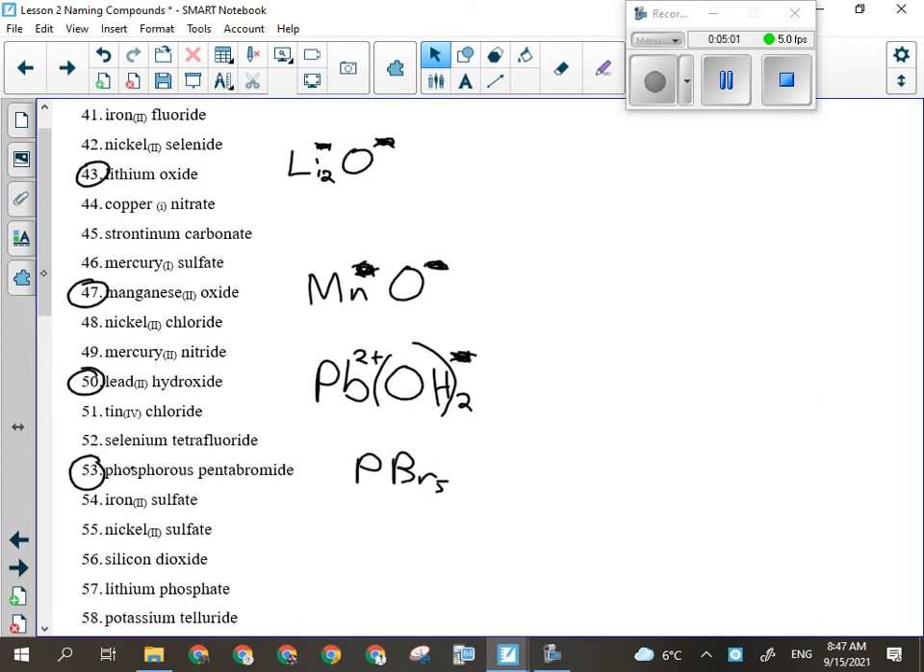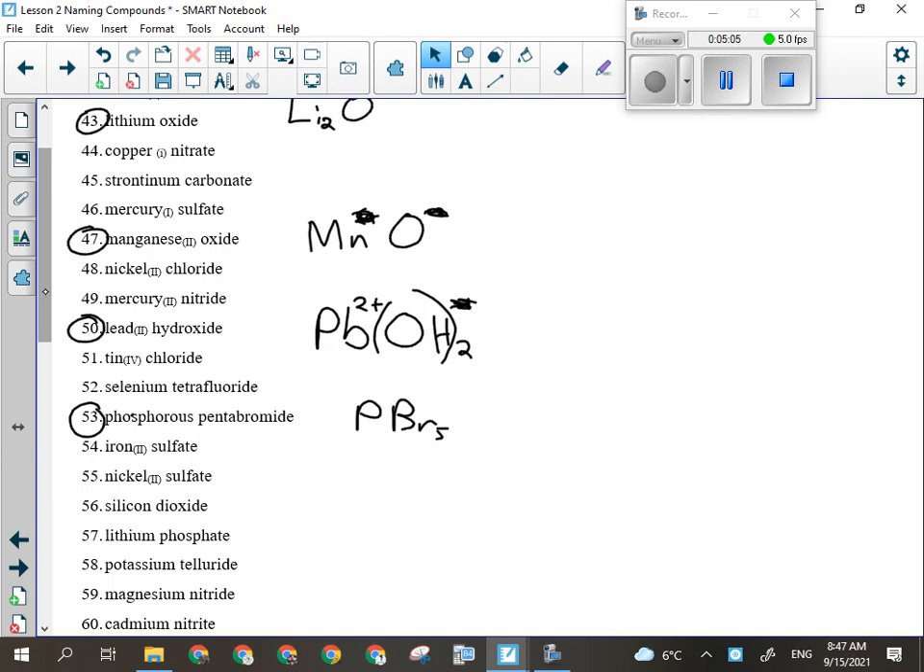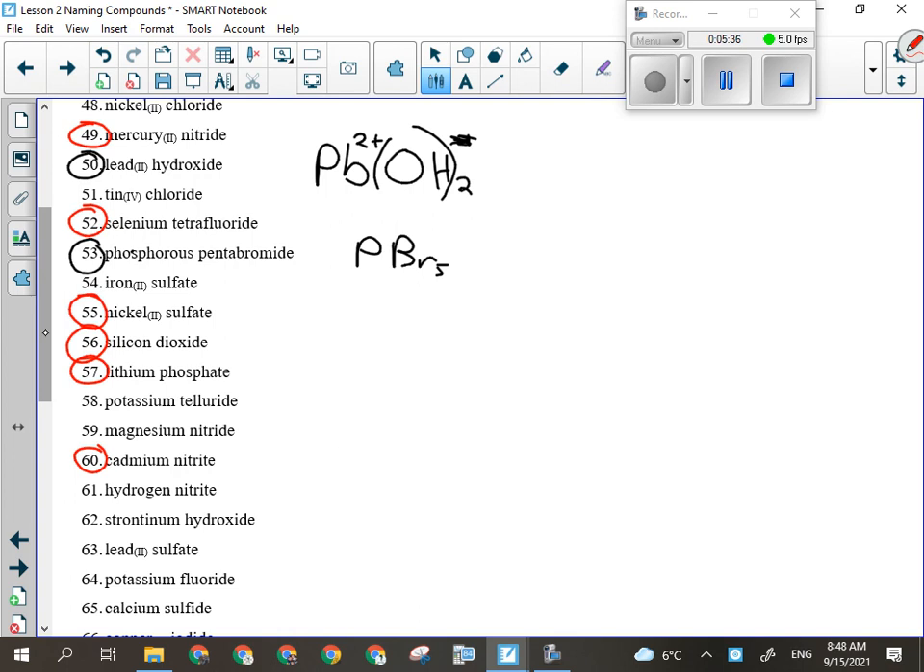Okay. I would like you guys to do the ones circled in red right now. I'll give you a few minutes and then we'll walk through those.